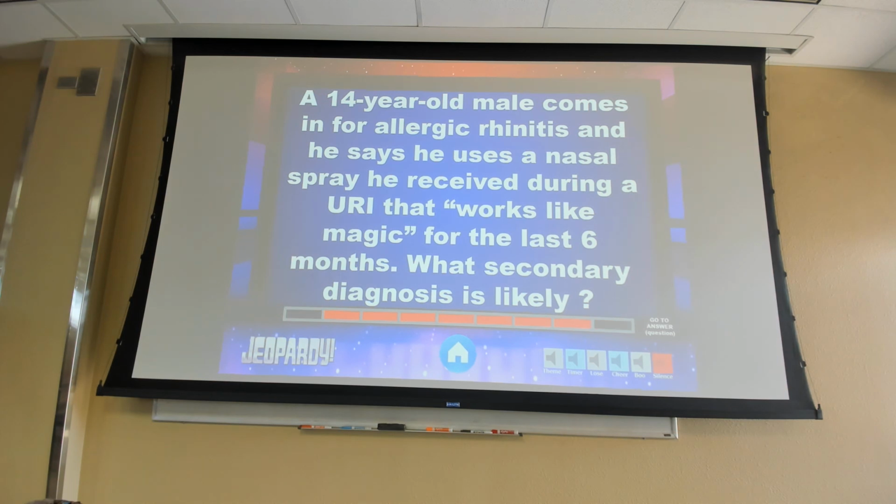A 14-year-old male comes in for allergic rhinitis, says he uses a nasal spray that he got during a URI that worked like magic for the last 6 months. What secondary diagnosis is likely? Rhinitis medicamentosa. What's it probably from chronic use of? What's the other name for after?